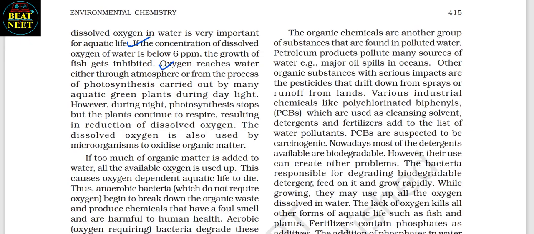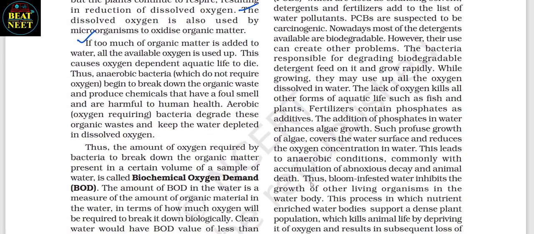Oxygen reaches water either through the atmosphere or from the process of photosynthesis carried out by many aquatic green plants during daylight. However, during night, photosynthesis stops, but the plants continue to respire, resulting in reduction of dissolved oxygen. The dissolved oxygen is also used by microorganisms to oxidize organic matter. If too much organic matter is added to water, all the available oxygen is used up. This causes oxygen-dependent aquatic life to die.